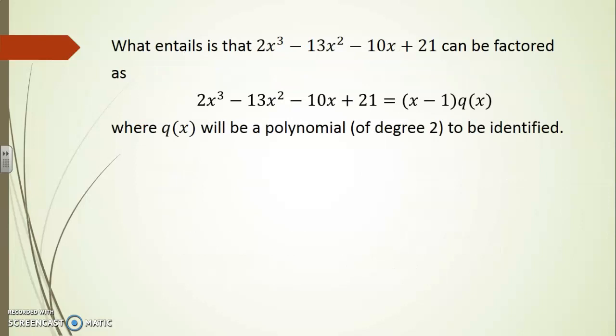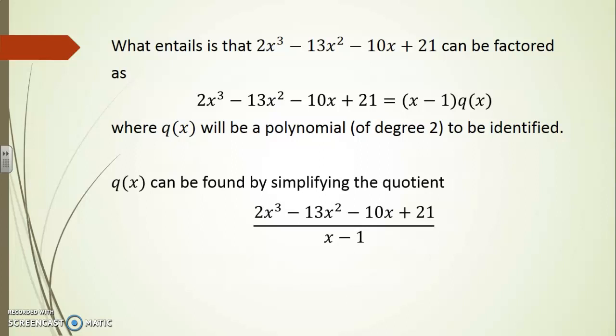So what it entails is that 2x cubed minus 13x squared minus 10x plus 21 can be written as x minus 1, one of the factors it contains, times something. I've called q of x the expression that x minus 1 has to multiply in order to reproduce what we had originally, which is the 2x cubed minus 13x squared minus 10x plus 21 term. So q of x will be a polynomial of its own, in this case of degree 2 for the powers to match, that we're going to have to identify.